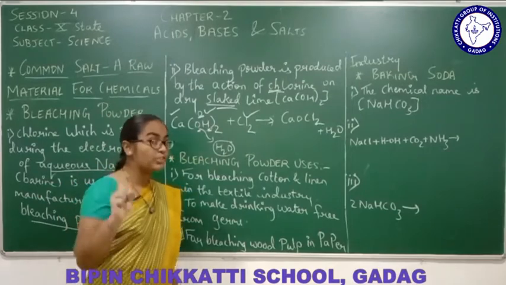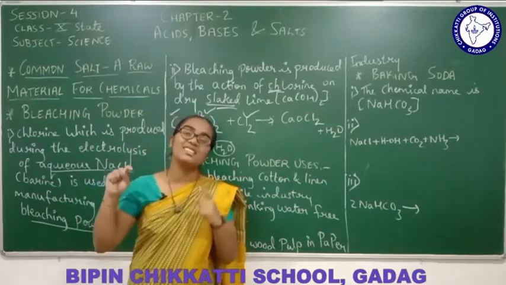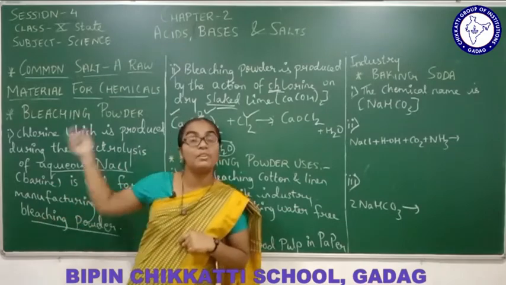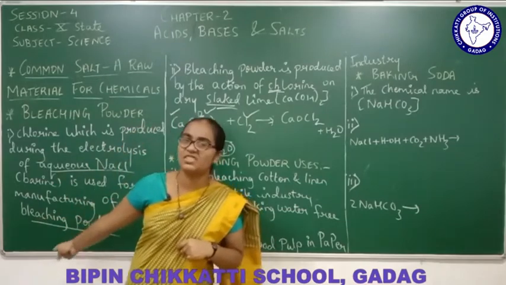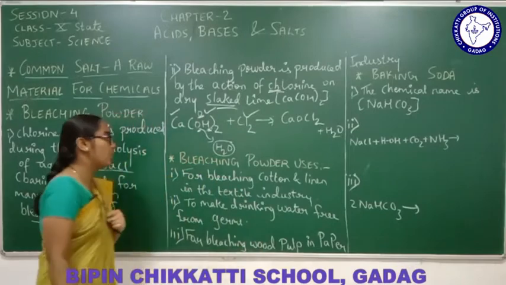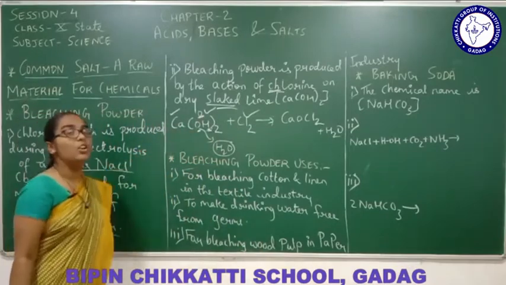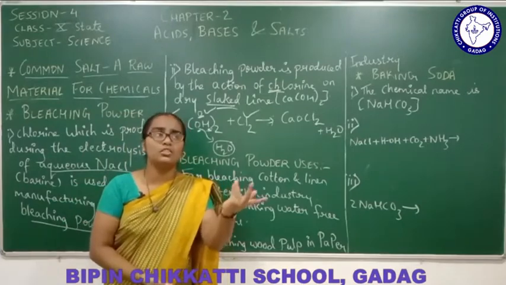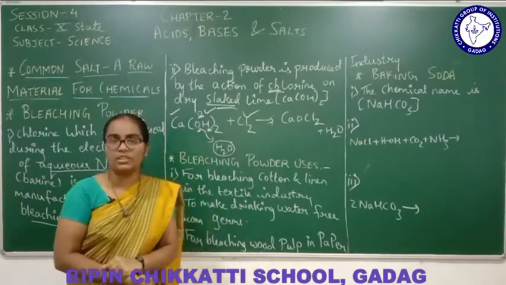So the most important raw material we have used over here is chlorine gas. From where are we getting the chlorine gas? Chlorine gas is recovered from the electrolysis process of brine solution. Okay, that was the formation, right? Then after that we'll study the uses of bleaching powder, right?